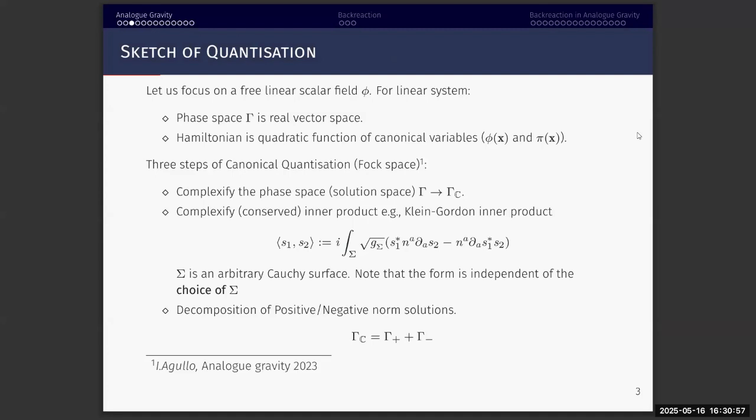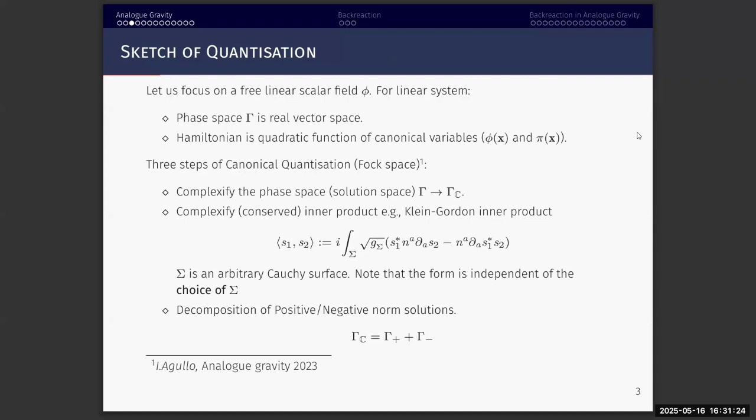First, we will only consider just a linear free scalar field. We will not treat any complex case because of the time limit, and this is the simplest example. And so there are three steps of canonical quantization in the Fock space version. One is first, you complexify the phase space. So phase space is our solution space in classical spacetime.